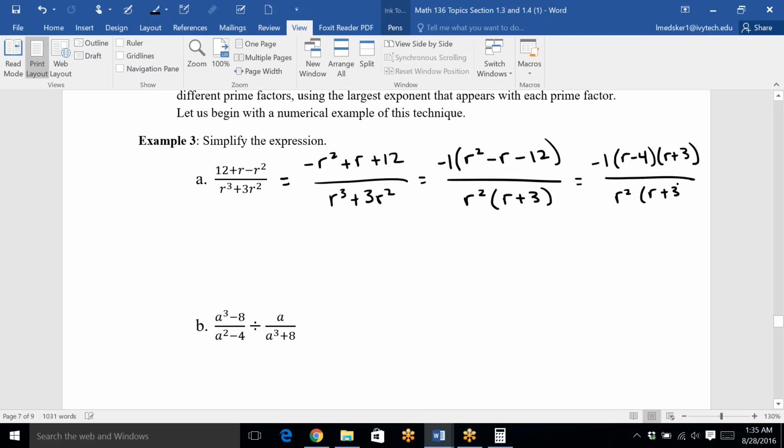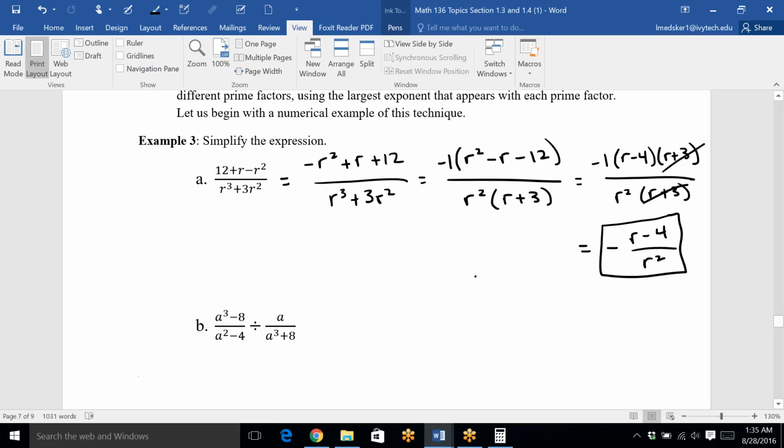And notice that we do have a matching binomial. You cannot just cross out a monomial with part of a binomial. It has to be an absolute match. So it looks like I have negative r minus 4 over r squared. And you're not allowed to cancel out the r with the r squared on bottom, because this is a binomial, this is a monomial.